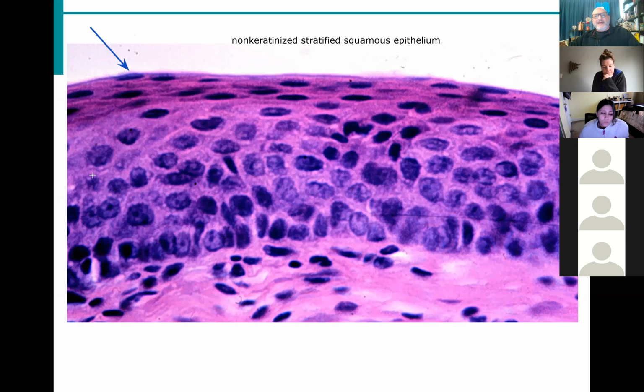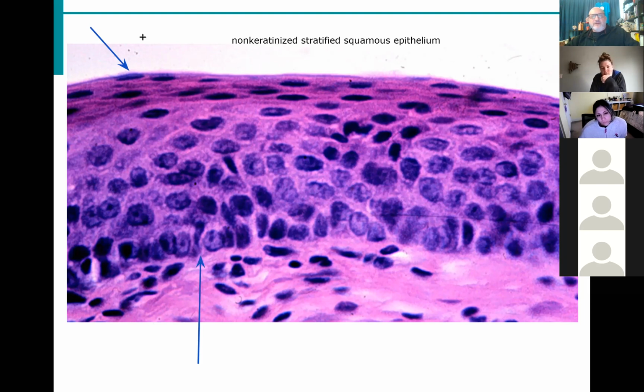Apical. How many basal surfaces does this tissue have? Would there be two? We'll get to the keratinized. We'll get there. We're working towards it. So how many apical surfaces does it have? One. How many basal surfaces does it have? One. Right? Apical is the top, basal is the bottom.